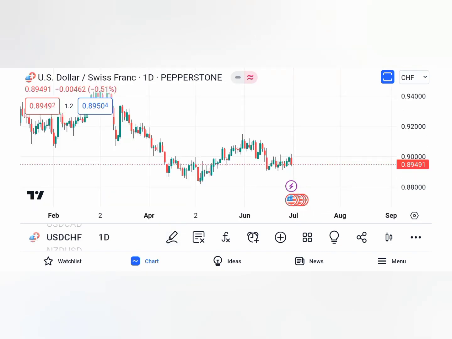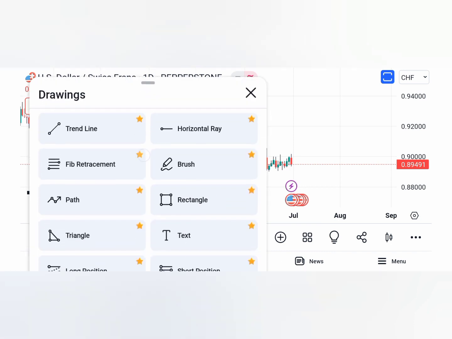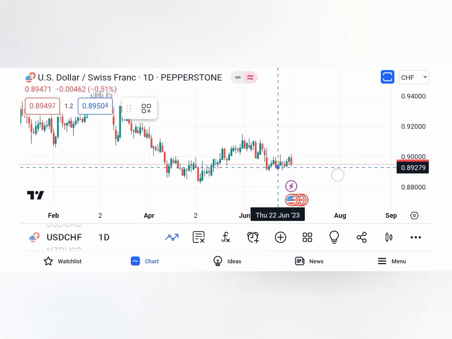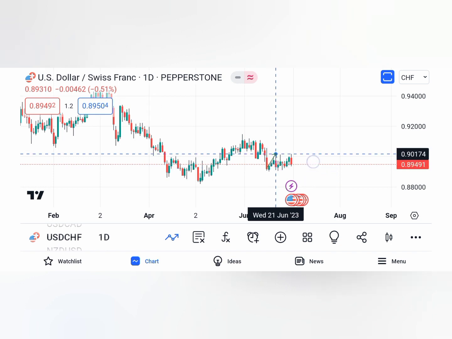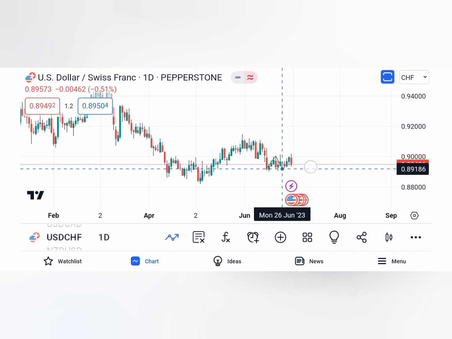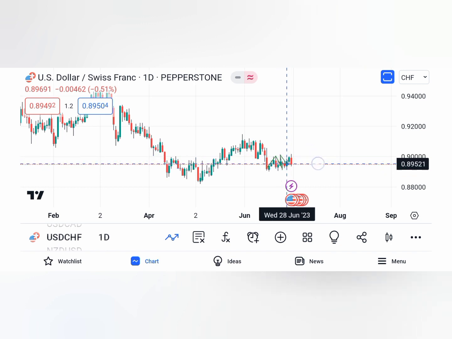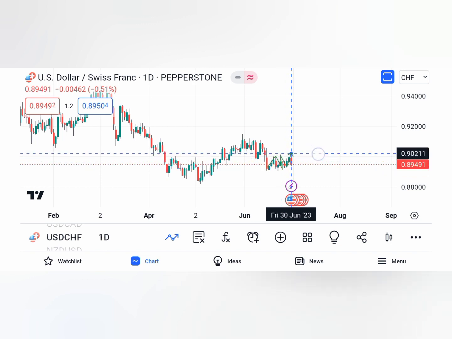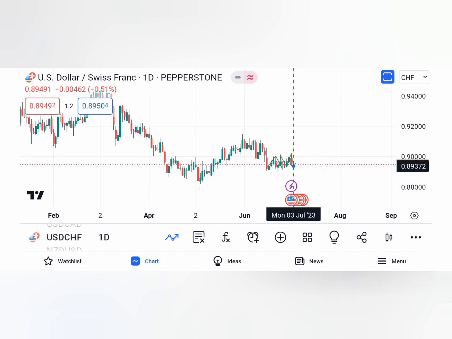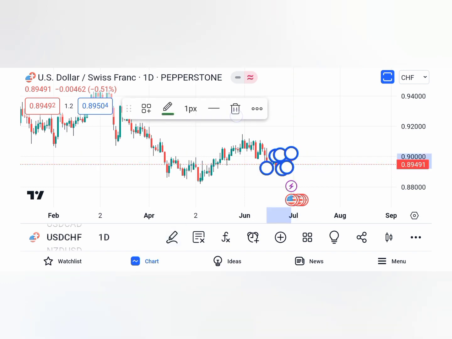So now on USDCHF also, looking at the recent price action, we can see that USDCHF was ranging. Price is kind of ranging on the daily time frame. But let's continue with our analysis.